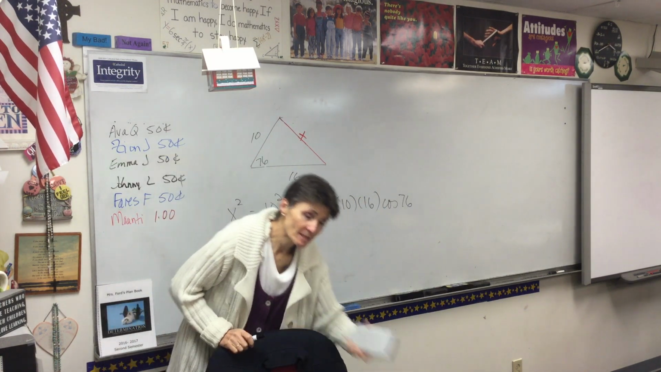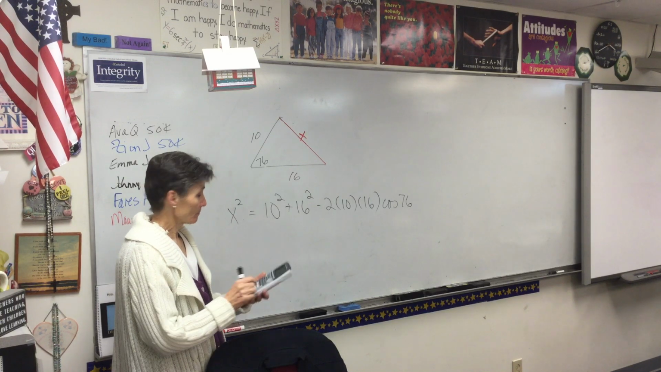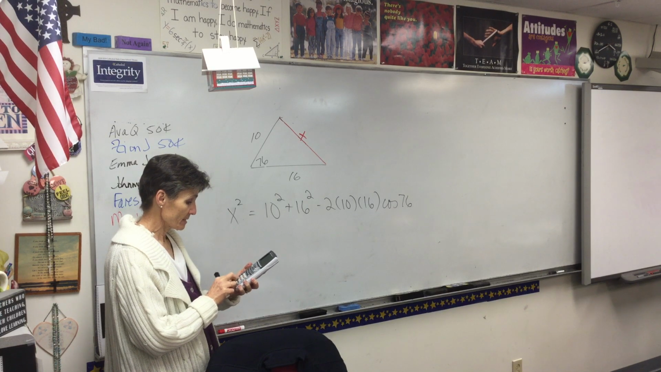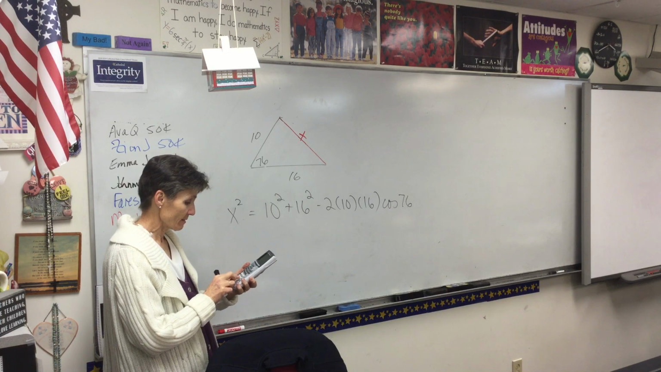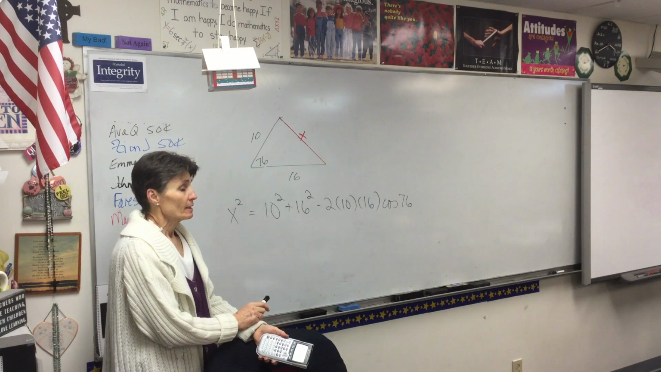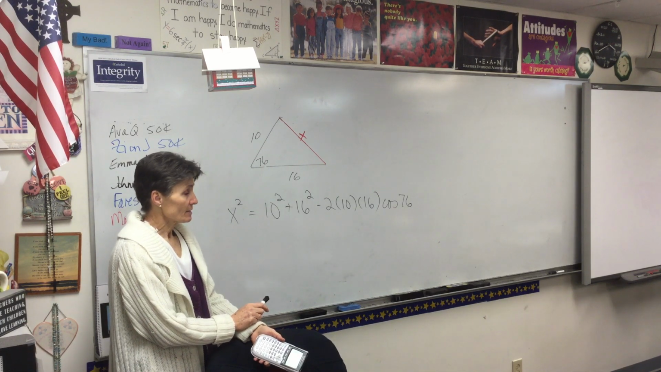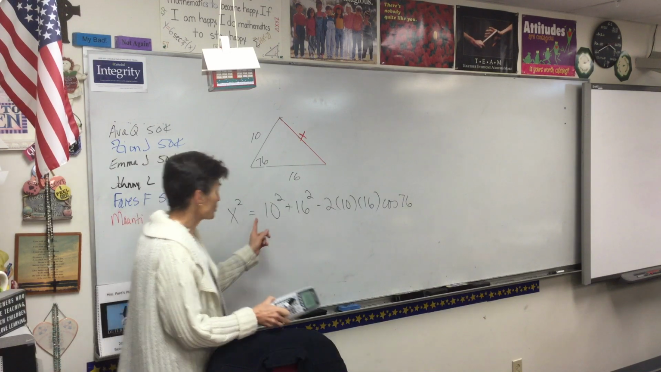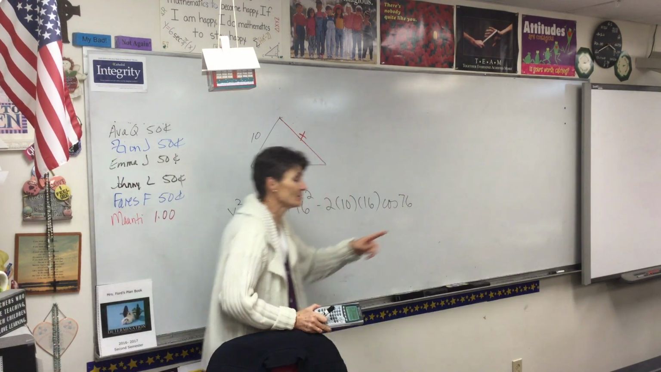Now, let's all type this in. So, 10 squared plus 16 squared minus 2 times 10 times 16 times cosine 76. Kids, just type it in. I think some of you are hitting equals or something. I don't know what's happening. Just type that in exactly the way it's written.